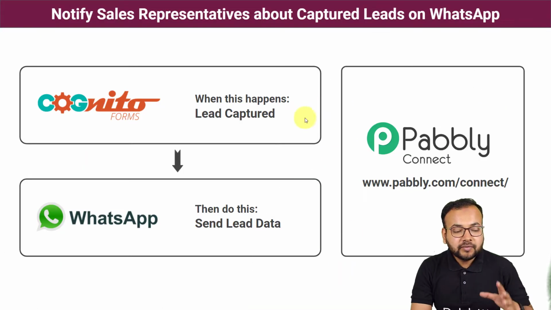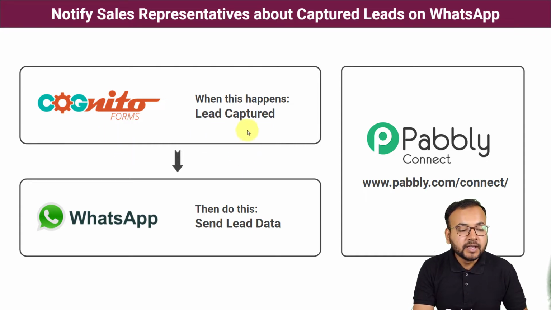So, this will be the flow of this automation that we are about to set up for lead capturing. And here we have created a lead generation form. We have taken the example of Cognito Forms. In place of this, you can use any other form building application as well. And as and when you capture a lead from this form, the data of the lead is going to be delivered to the WhatsApp account of your sales team automatically.